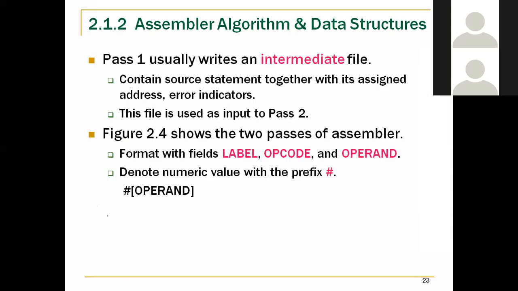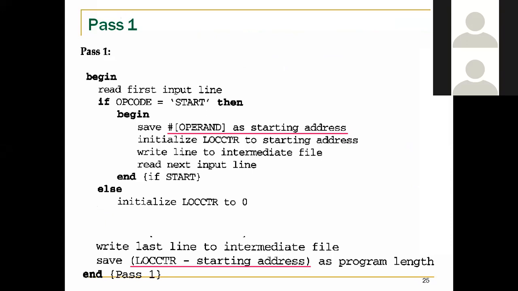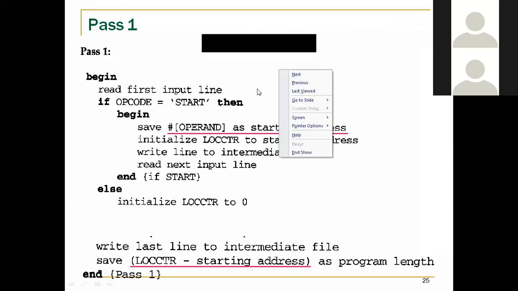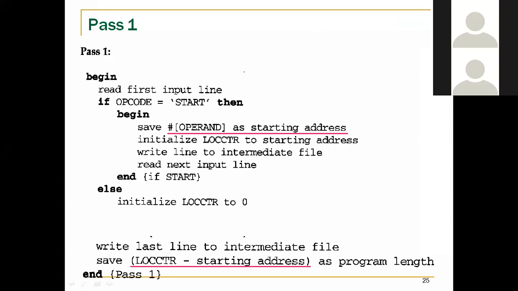So we also looked into the algorithm of our pass one assembler. So this was the algorithm for the pass one assembler. The process I have already explained. So what is the process?